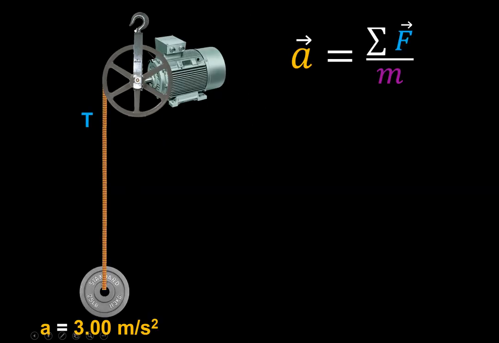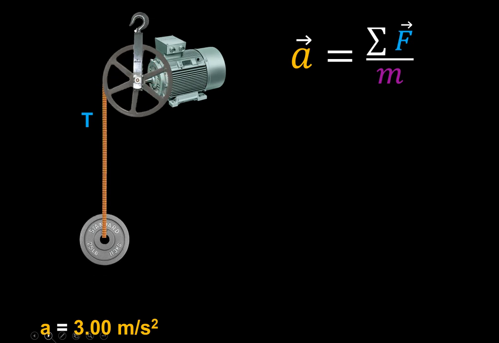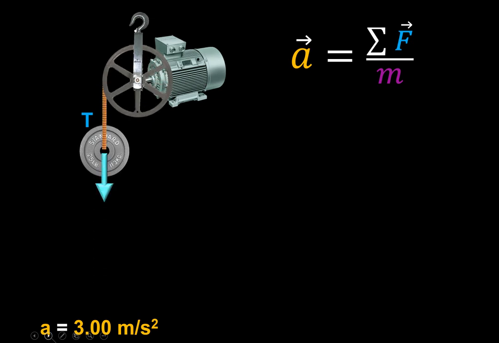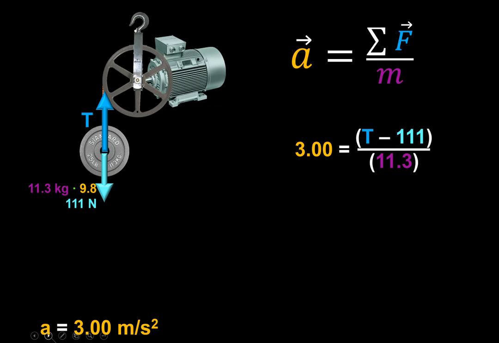Now this is just a machine that's going to pull up the 11.3 kilograms at an acceleration of 3 meters per second squared. So we still have a force of gravity, and we have a force of tension because there's string involved. Our force of gravity is still 111 because we're using the 11.3 kilogram mass. If we were going to try to find the force of tension, you have two forces there. You have to take both forces into consideration. Tension is positive because it's going up. Gravity is negative because it's going down.